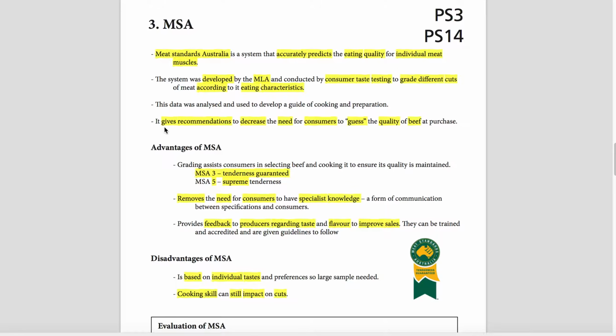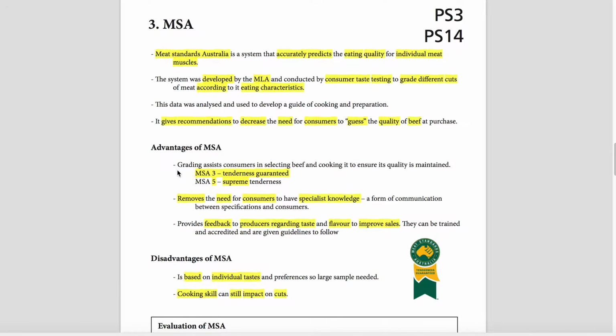And so basically MSA gives recommendations to consumers as part of it. They not only help produce a good quality piece of beef on farm, but they also help inform consumers on how to cook the product. So if you go to Woolies or Coles and you find MSA beef there, it'll be very clearly labelled with a label like this. It'll have information on its grading, the quality of it, how to cook it properly so that you don't stuff up the quality when you cook it.